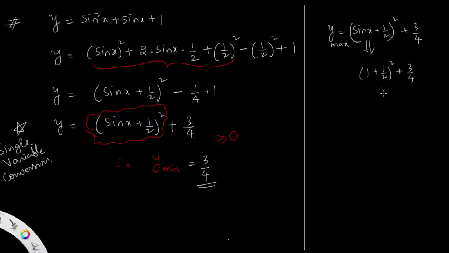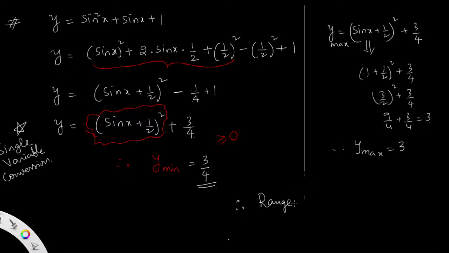1 plus 1 by 2 is nothing but 3 by 2. So 3 by 2 whole square plus 3 by 4. 3 by 2 whole square is 9 by 4, plus 3 by 4, which is equal to 3. Therefore the y maximum value is 3. So for the range, you write it in ordered pair form, minimum value and maximum value. Therefore the range of the function is: minimum value is 3 by 4, maximum value is 3.